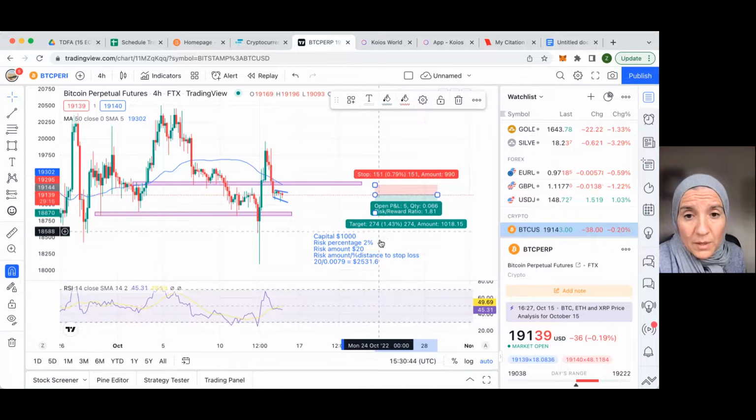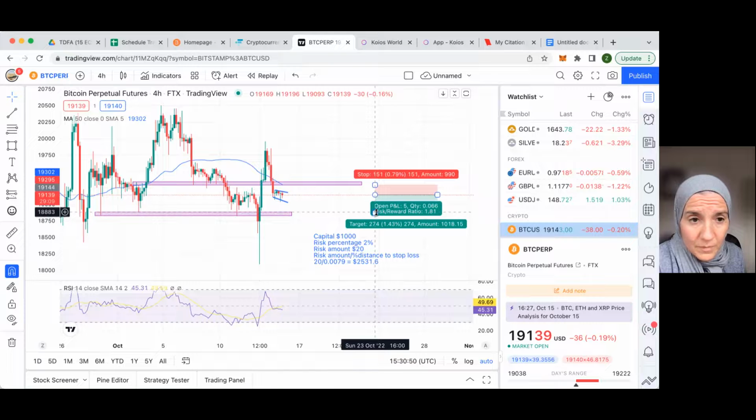And then I would place the take profit at 18897. This would be a short trade, I think. The risk reward ratio is 1.81, so not really very attractive, but it would be a short and small profit trade. And I would place the stop loss here at 19295.